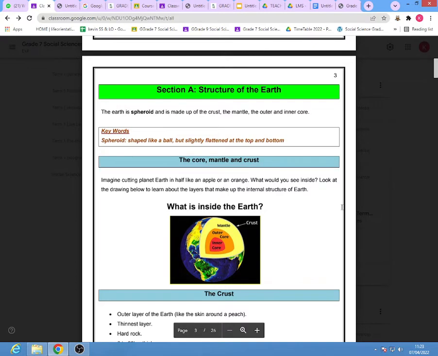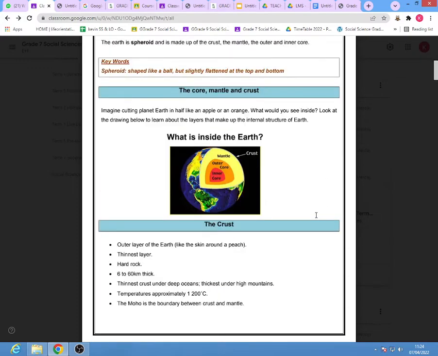So basically, the structure of the Earth is a spheroid. It is made out of the crust, the mantle, the outer core, and the inner core. The definition of spheroid is shaped like a ball, but slightly flattened at the top and bottom. Okay. So let's look at the crust.